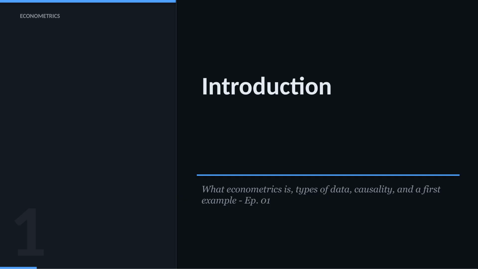We need to know the size of an effect, how certain we are about it, and whether what we observe is actually causal. That is the role of econometrics. In this first episode, we define econometrics, introduce the basic model, compare the main data types economists use, and explain why causality is the central challenge of empirical work.